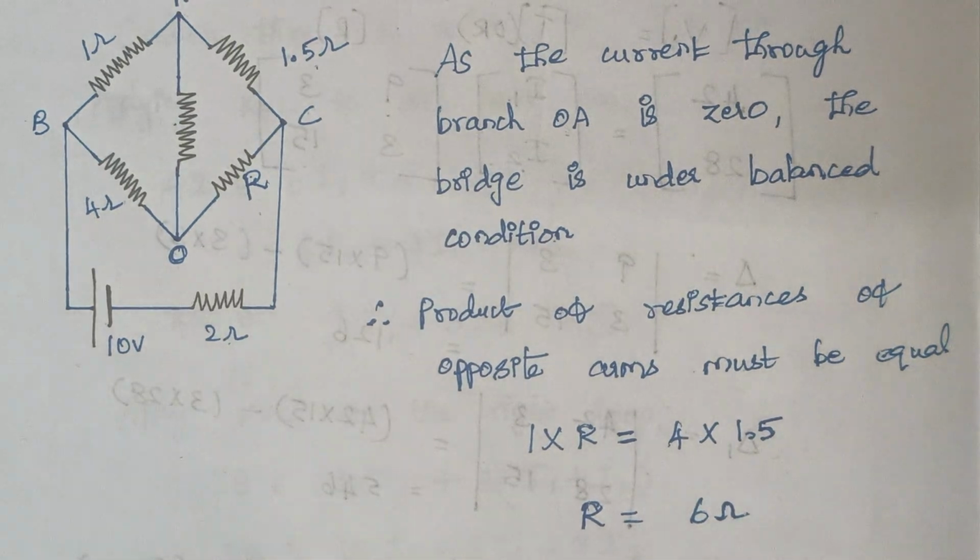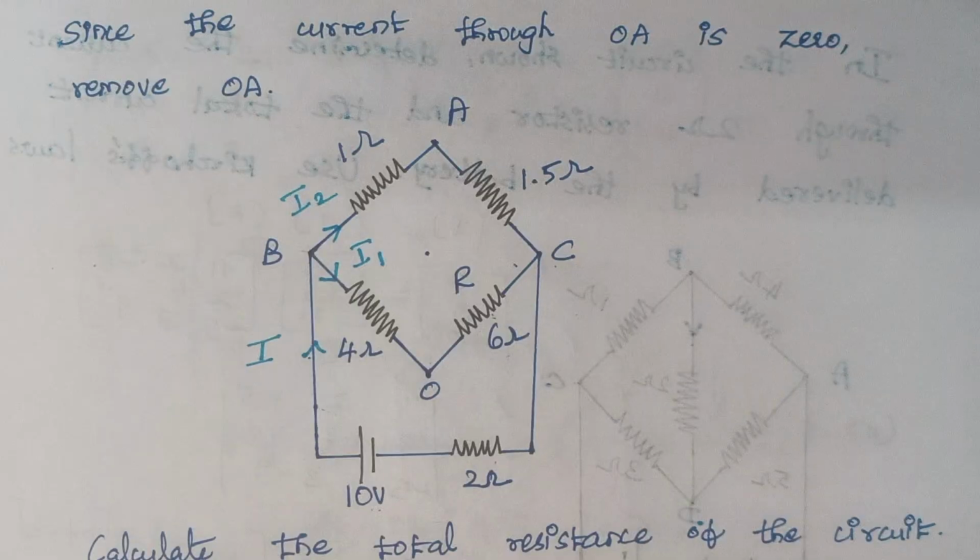Right, to find the value of resistance, you should know this concept that under stable condition, the product of resistances of the opposite arms are equal. Right, now one part of the problem is over. Now we need to calculate the value of current that flows through the resistance R.